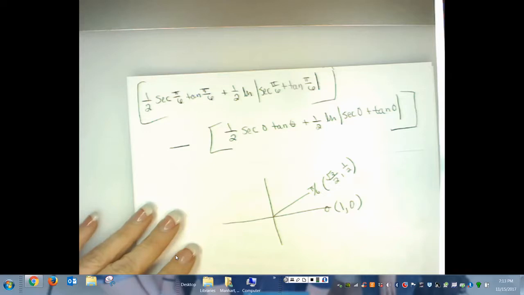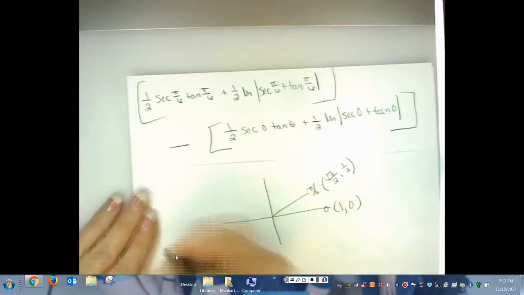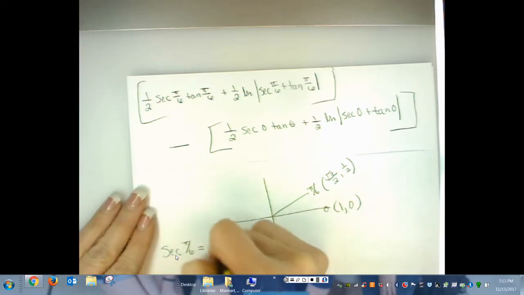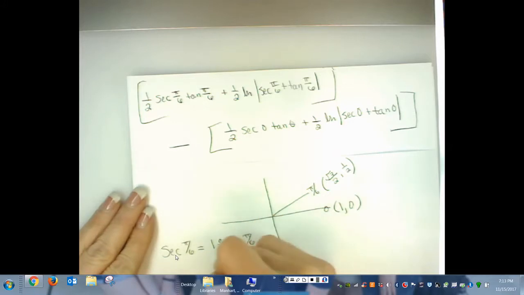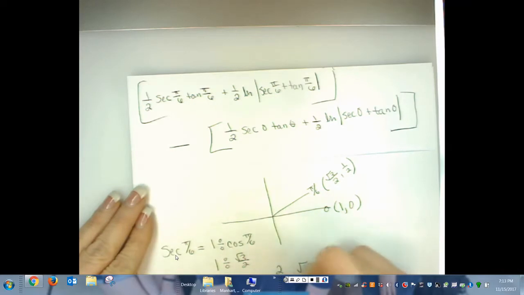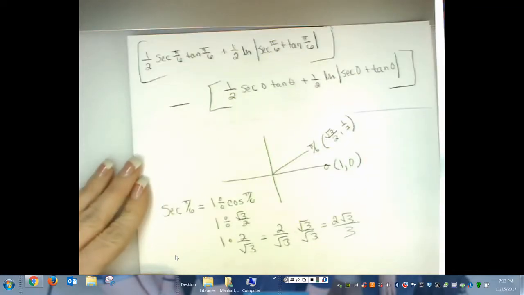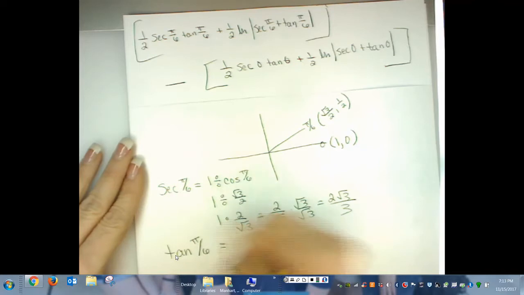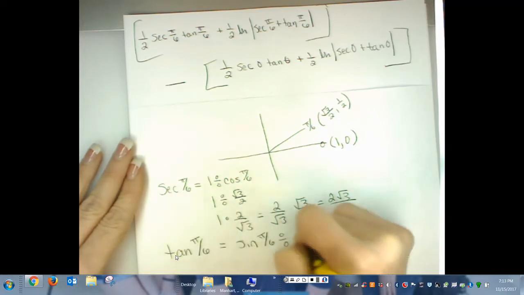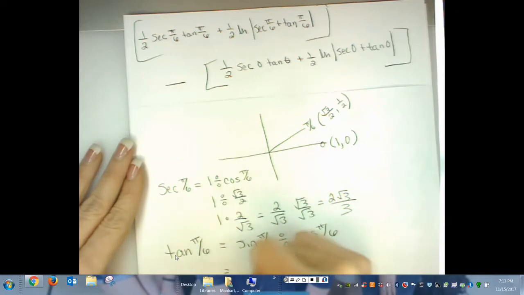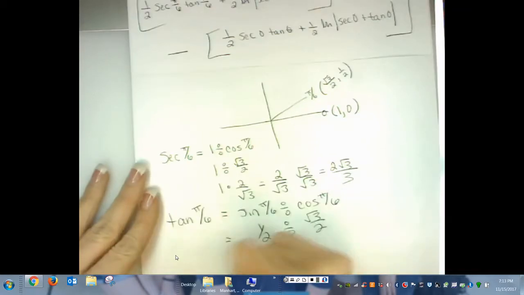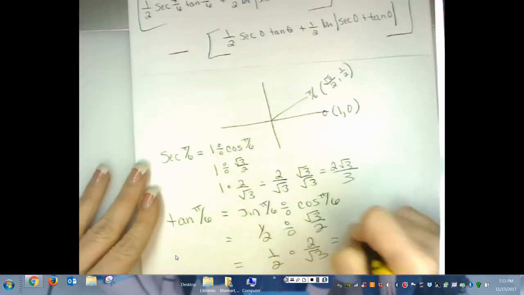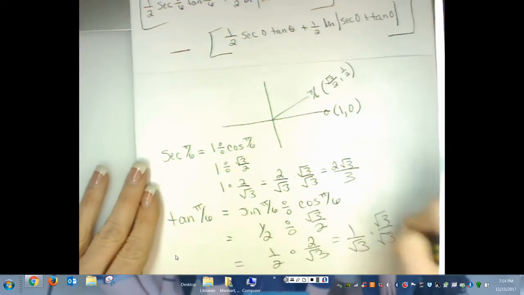All we have to do is worry about secant and tangent of those angles. So secant of pi over 6 is 1 divided by the cosine of pi over 6, which is 1 divided by the square root of 3 over 2, which is 1 times 2 over the square root of 3, which is 2 over the square root of 3 times square root of 3 over square root of 3, which is 2 square roots of 3 over 3. So we'll use that. And then tangent of pi over 6 is equal to the sine of pi over 6 divided by the cosine of pi over 6. Sine of pi over 6 is 1/2. Cosine of pi over 6 is the square root of 3 over 2. 1/2 times 2 over the square root of 3. 1 over the square root of 3 times square root of 3 over square root of 3 is square root of 3 over 3.